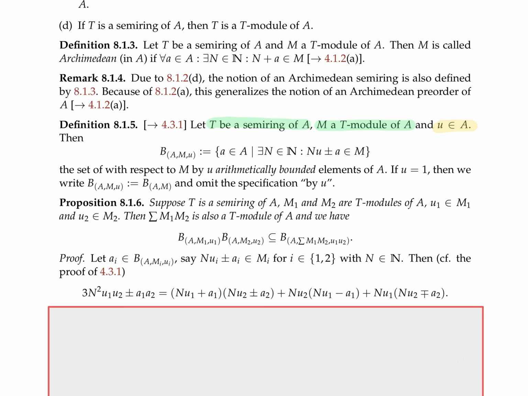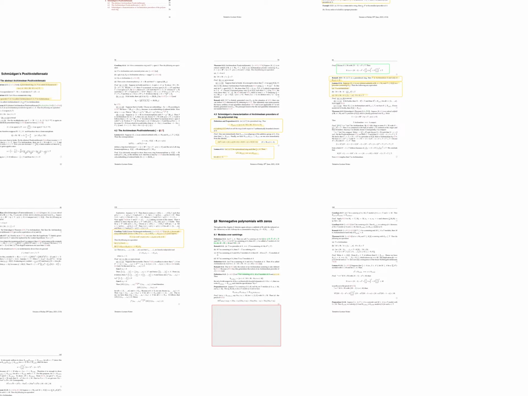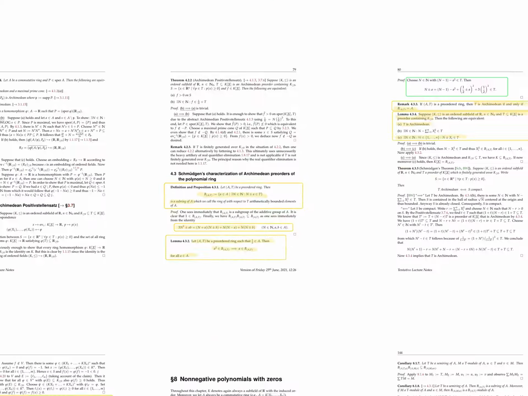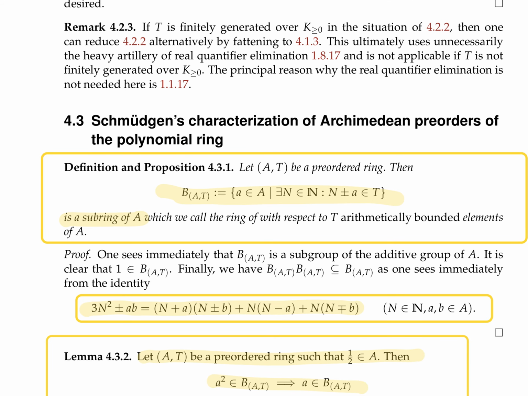But the proof is not hard, and it's practically the same proof as in 4.3.1 when we proved it. The essential thing we had to prove is that products of arithmetically bounded elements are arithmetically bounded. And for this we used this identity here with 3n squared plus ab, where n is a positive integer, and a and b are in A.